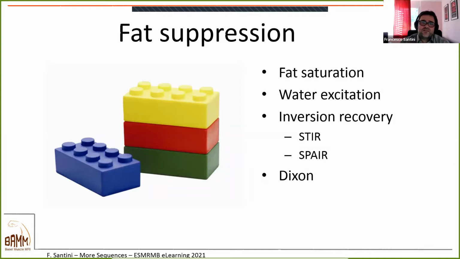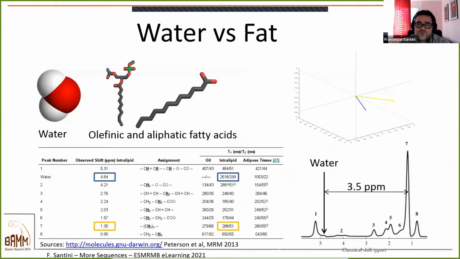So we have a bunch of techniques that we can use for fat suppression. One is fat saturation. Otherwise, we can do water excitation, or we can use inversion recovery methods. And finally, we have the Dixon methods. So how do all these methods work?